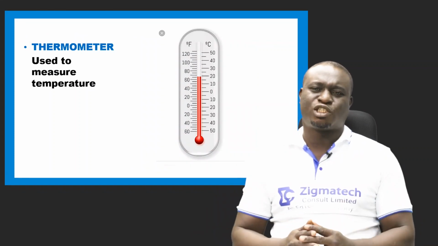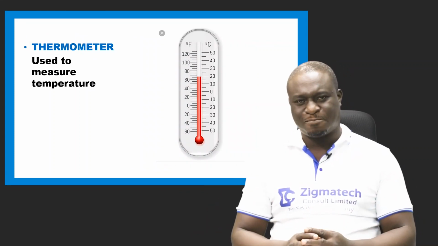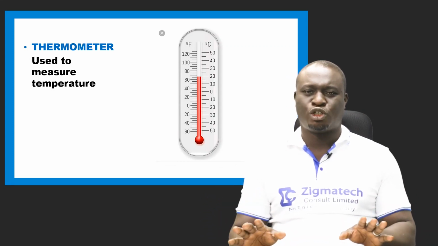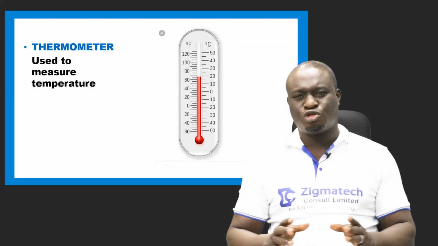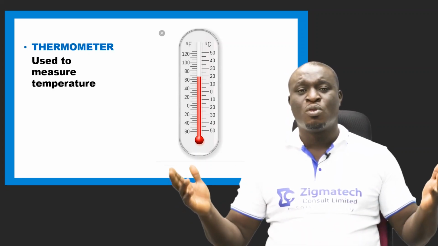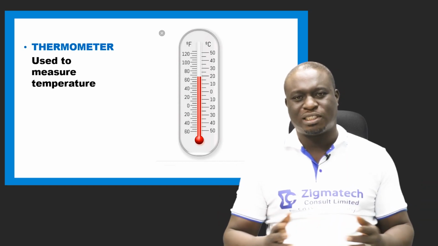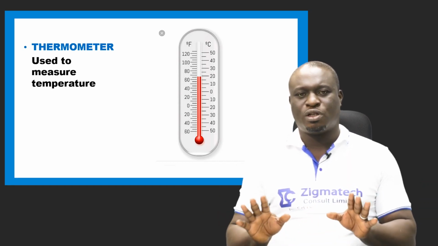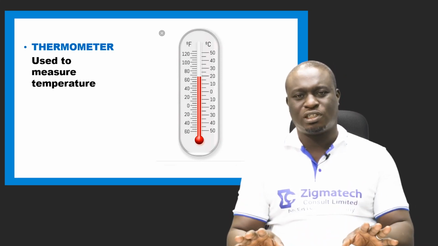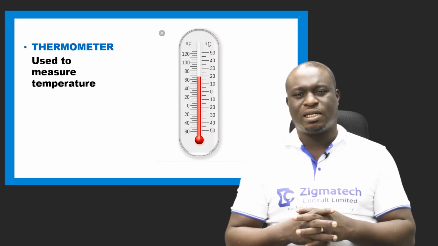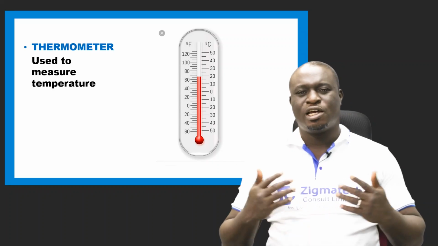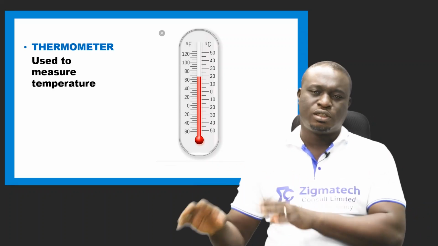We also have the next one, which is called the thermometer. It is used to measure the temperature of a given area. We have so many types of thermometer, like the maximum and minimum thermometer and so on. But the one that is basically useful in terms of an ecosystem, not for the body, is the maximum and minimum thermometer. The one used mostly for the body is referred to as a clinical thermometer.